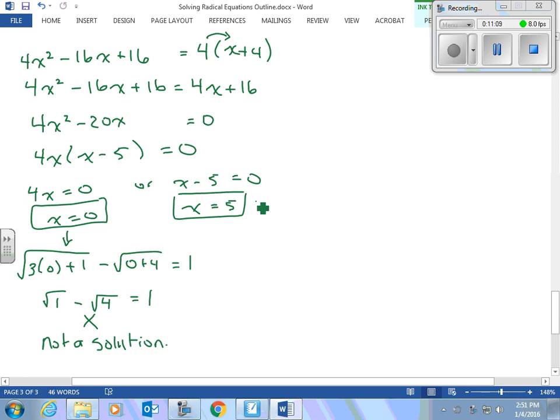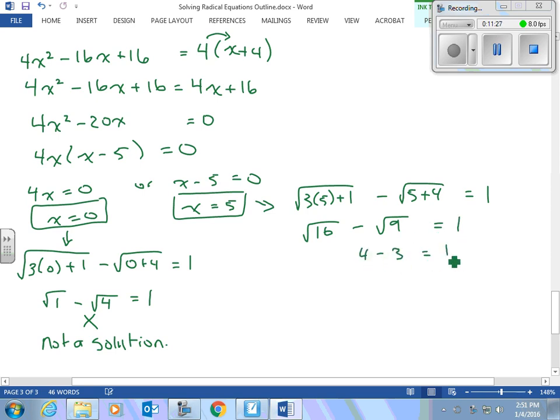And let's test x equals 5. So we get the square root of 3 times 5 plus 1 minus the square root of 5 plus 4 equals 1. So we get the square root of 16 minus the square root of 9 equals 1, and 4 minus 3 equals 1. So there's our solution. So 5 is the solution.